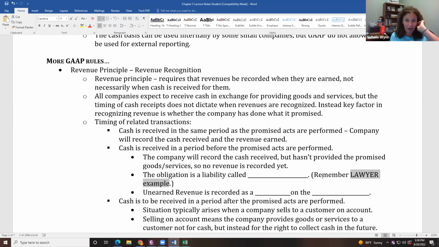I know that I received cash, so I know I'm going to debit cash. But the question is, then what? Is it revenue? I got it from a customer, so it feels like revenue, but I have not done anything yet. I have not earned it. I need to defend this person in court before I earn the money, or I need to do research or whatever I need to do to earn it. So when you receive money from a customer before you provide the service, remember the lawyer example, that is going to be called unearned revenue.